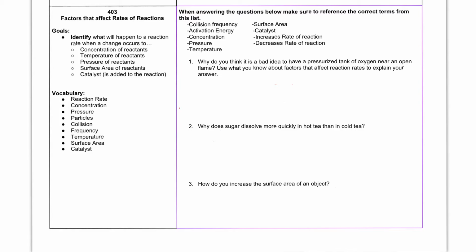So the first question is, why do you think it's a bad idea to have a pressurized tank of oxygen near an open flame? Use what you know about factors that affect reaction rates to explain your answer. So if you think about it, the air that we breathe is about 21% oxygen. But when we compare it to a tank of oxygen, you can either buy those small tanks of oxygen for going up into the mountains, or people who are on oxygen daily because of reduced lung function, they have these tanks of oxygen.